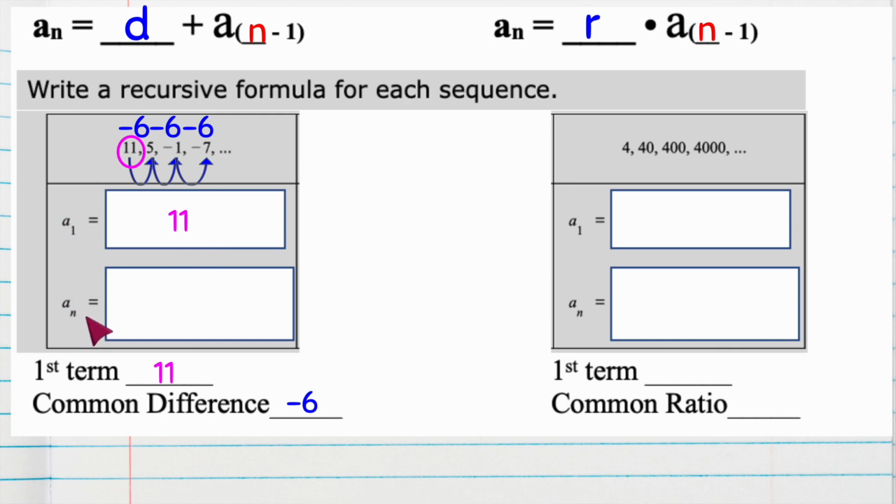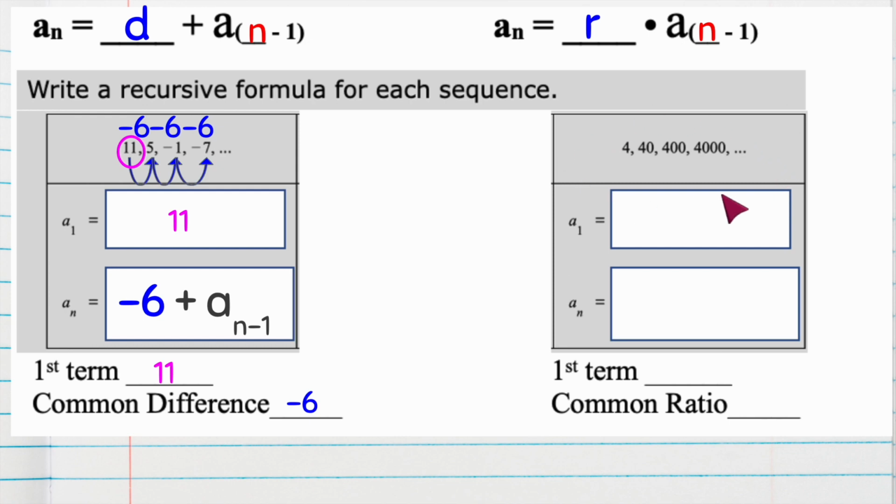Now we're going to write a recursive formula for this. So we're going to use our common difference. I'm going to have negative 6, because that's the common difference we found, plus a sub n minus 1, or the term n minus 1.